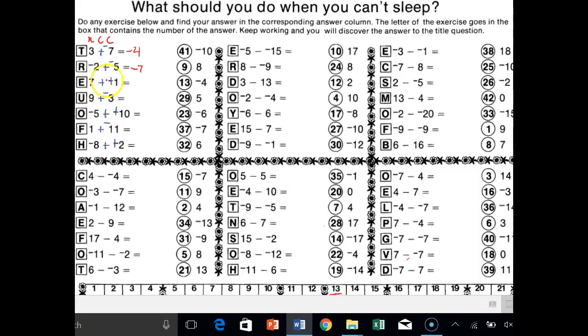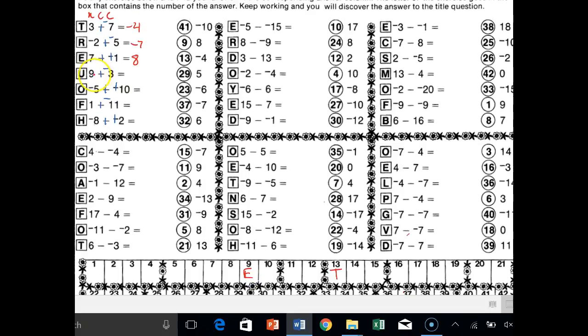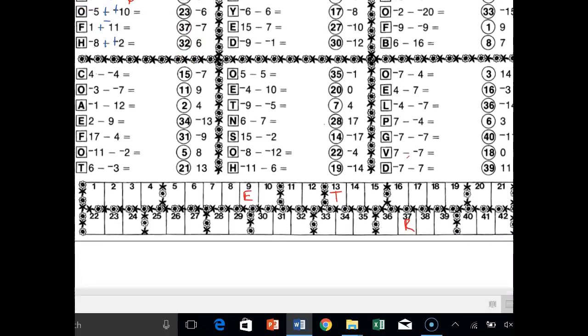Let's go back. 7 plus 1, obviously that's just 8, right? That's on 9. On 9, I will put an E. 9 plus negative 3, that's DSSM. So different signs, subtract. 9 minus 3 is 6. I have more positives, so it stays positive 6. So on 32, I put a U.